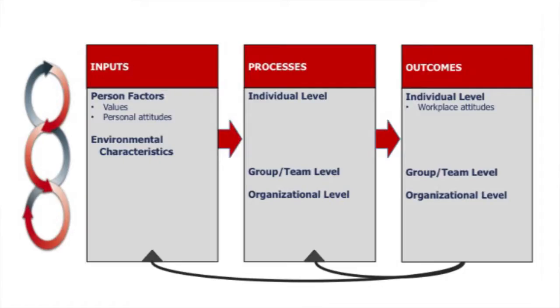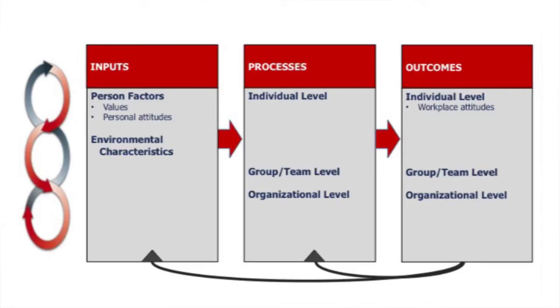In the process box, you see that there's nothing there. That's because there are no processes talked about in chapter 2. Finally, in the outcome box, you see that we have workplace attitudes. So workplace attitudes are a major concept talked about in chapter 2. So by looking at the slide and what the student would see at the beginning of chapter 2, that student knows that we're going to talk about three major things in this chapter: values, personal attitudes, and work attitudes. So at the start of the chapter, the integrative framework tells the student this is what's coming.